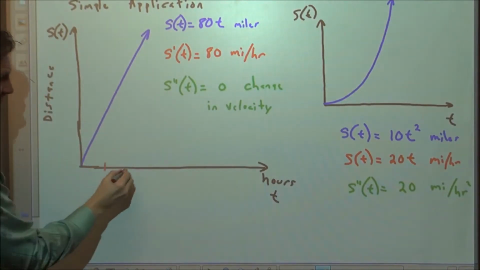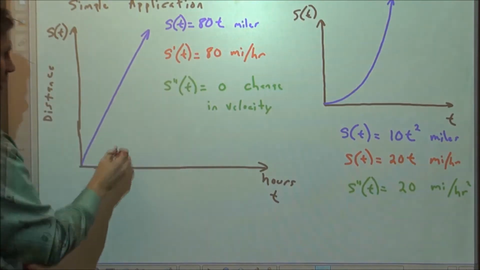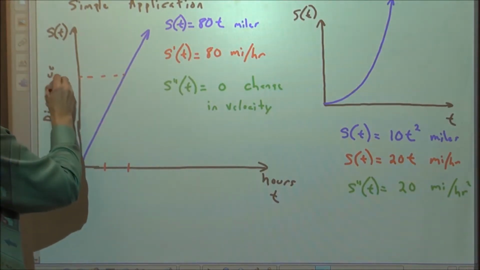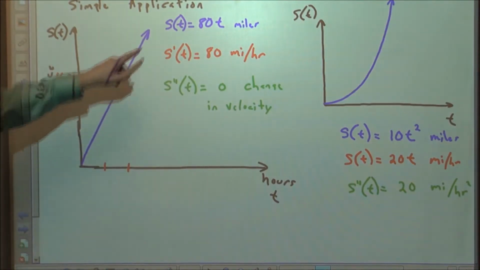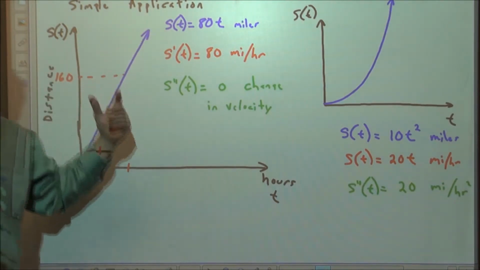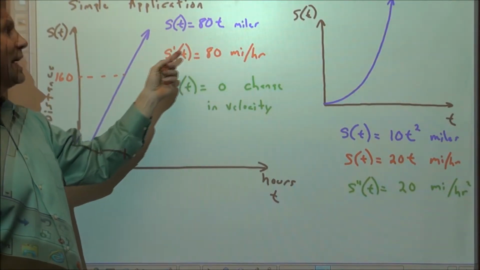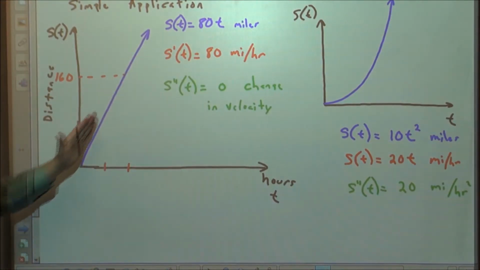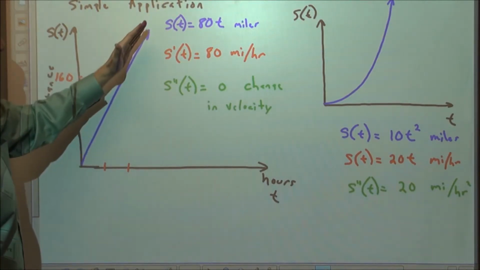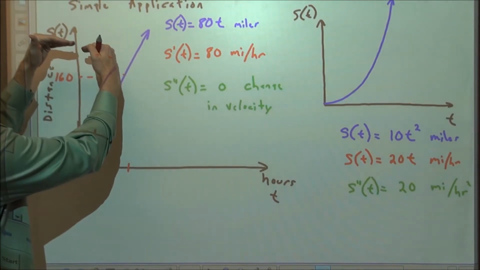So if we've been traveling for 2 hours, we put a 2 in there. 80 times 2 implies that we are up here at 160 miles. We have traveled a distance of 160 miles. Now the first derivative, applying the power rule, changes this from 80t to just 80. The first derivative is the slope of this line. How is this line changing? Well, every hour that goes by, we increase by 80 miles.